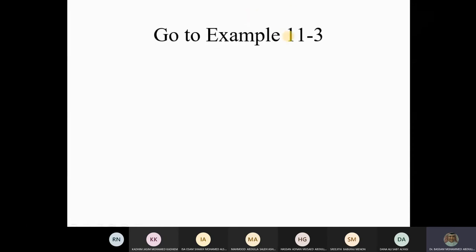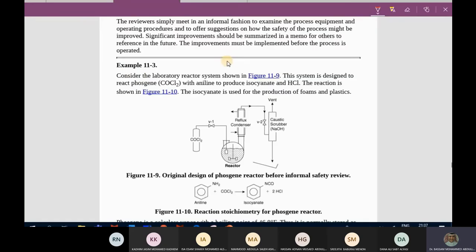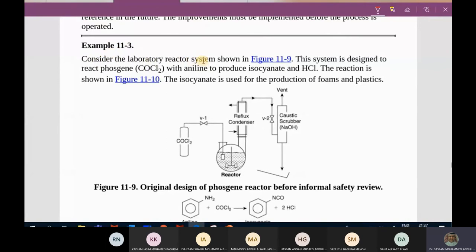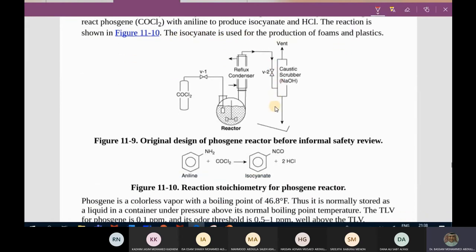Now, just to get an idea about the safety review, let's have a look at example 11.3. Consider the laboratory reactor system. So this is a laboratory reactor system, shown in 11.9. This system is designed to react phosgene with aniline to produce isocyanate and HCl. These components are very dangerous, by the way. The reaction is shown in the figure. The isocyanate is used for the production of foams and plastics.